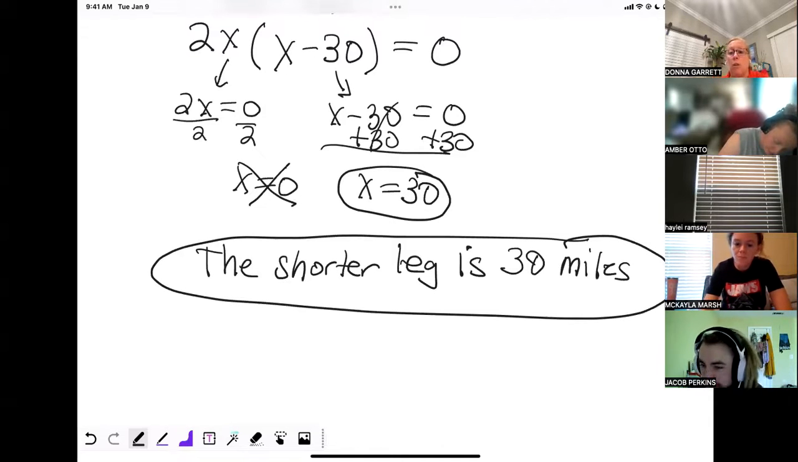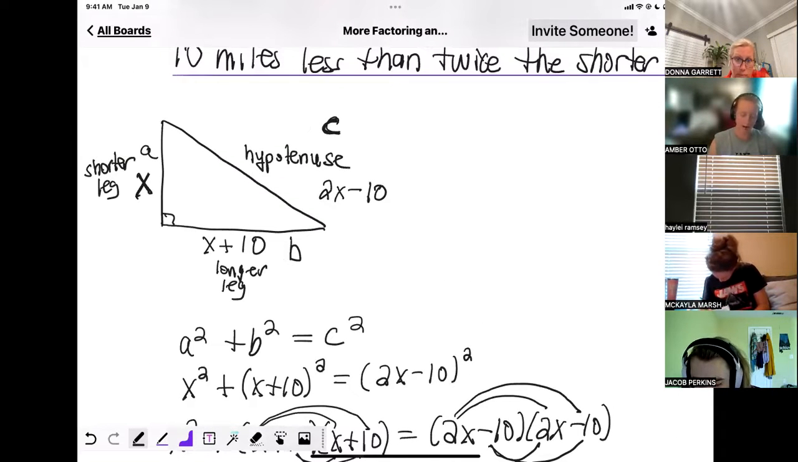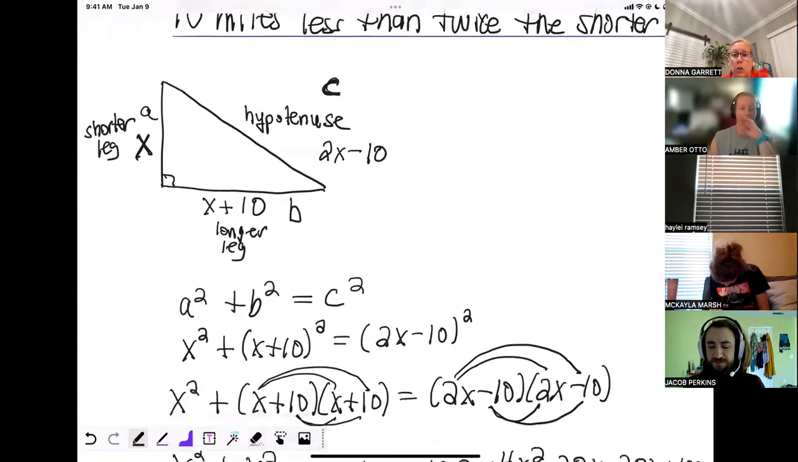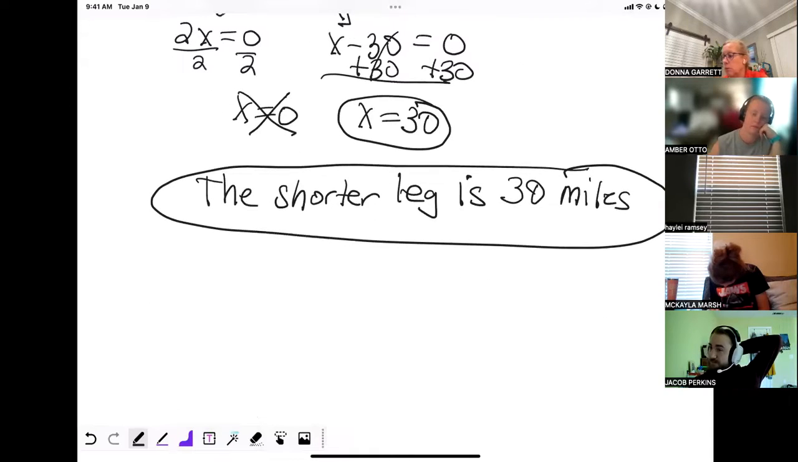If they ask you for the longer leg, you would have to plug 30 into x plus 10 and make it 40. If they ask you for the length of the hypotenuse, you would have to plug 30 into the hypotenuse expression, 2 times 30 minus 10, and then that would be 50. So really pay attention to what they're asking you in the problem to find out what answer they want.